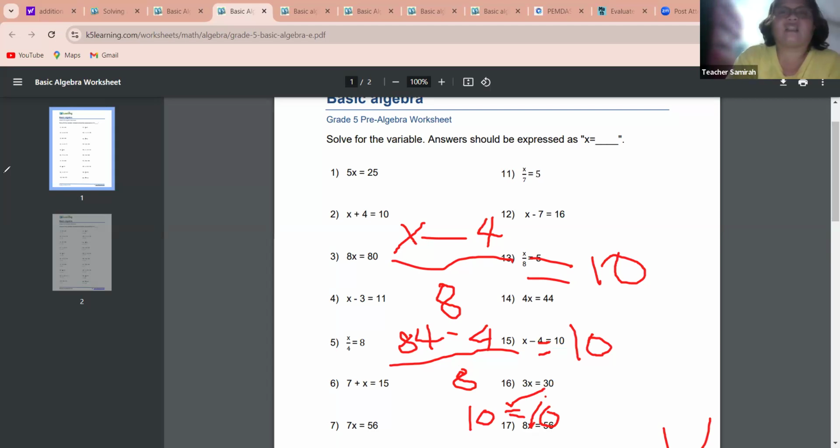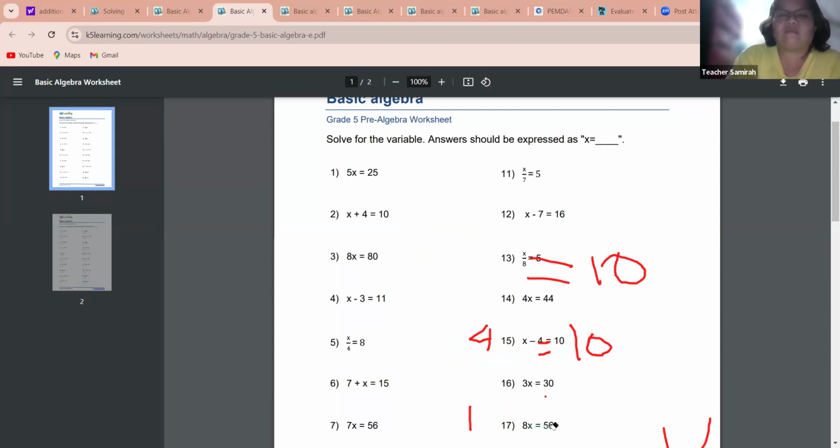Wow. Next, we will try to solve another one. Maybe it's okay if I give you the equation on the chat box. I will stop sharing for now. So on the chat box, take note.